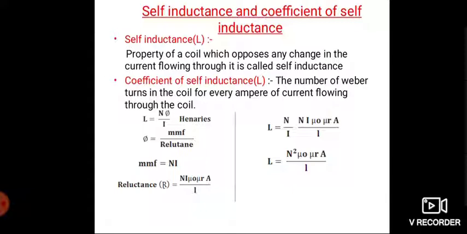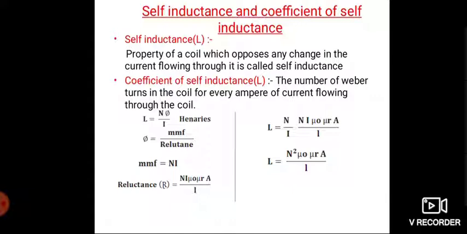Next, coefficient of self-inductance: the number of Weber turns in the coil for every ampere of current flowing through the coil, which is given by L equal to N phi divided by I. Number of Weber turns is nothing but N into phi, and the current is I. We know that flux phi equal to mmf divided by reluctance. The mmf is N into I, and reluctance is given by l divided by mu naught mu r A.